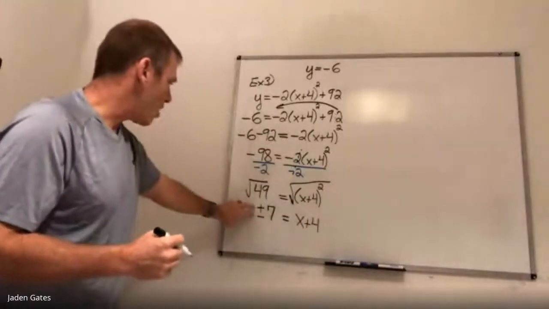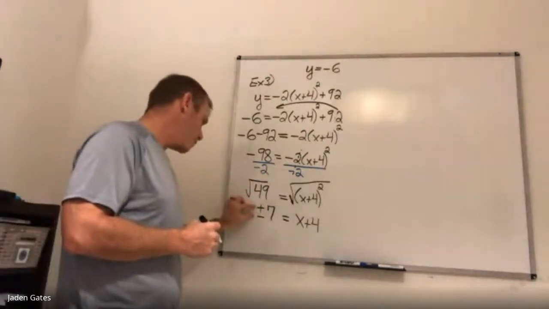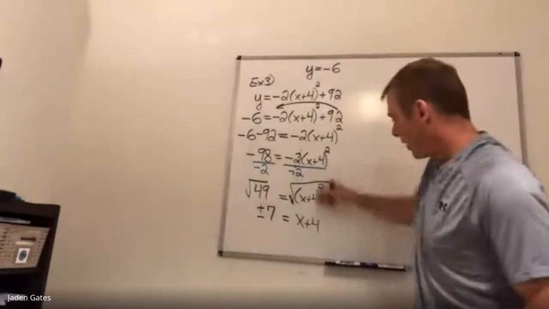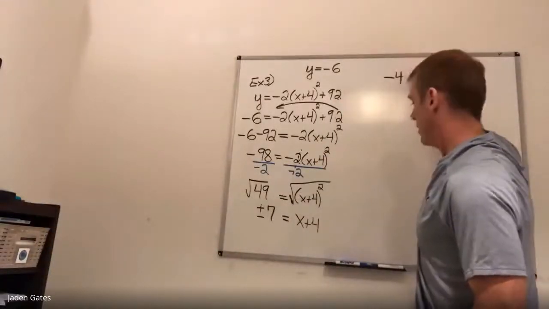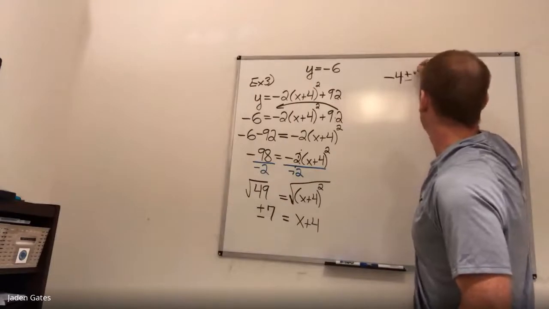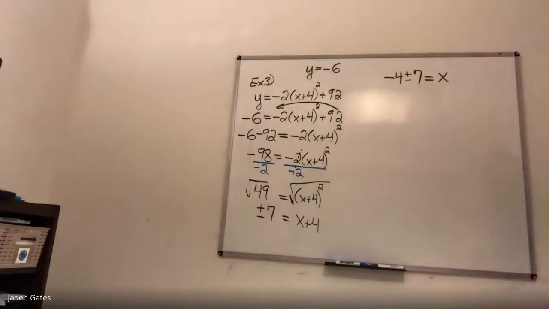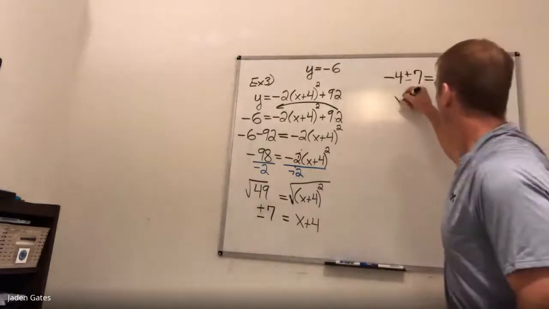But again, the most common mistake I see is that you forget that it's plus or minus, but you got to remember the plus or minus is on the 7. And so I'm bringing the 4 over. It's going to be -4 plus or minus 7 equals x. All right. And now I can figure out my 2 answers. I just run it through.